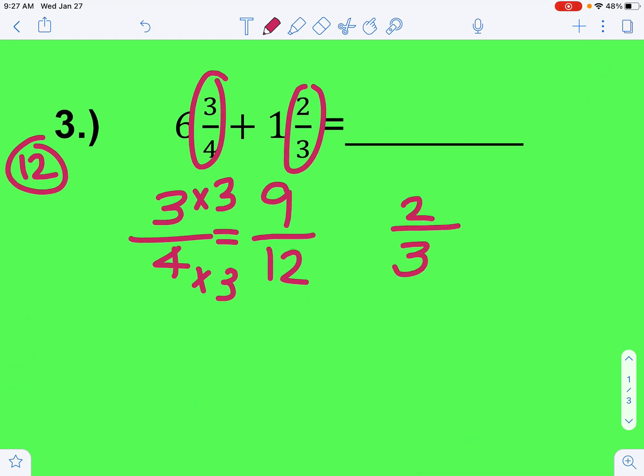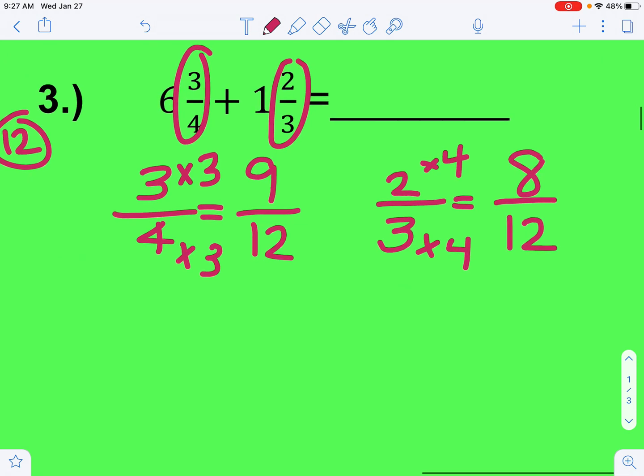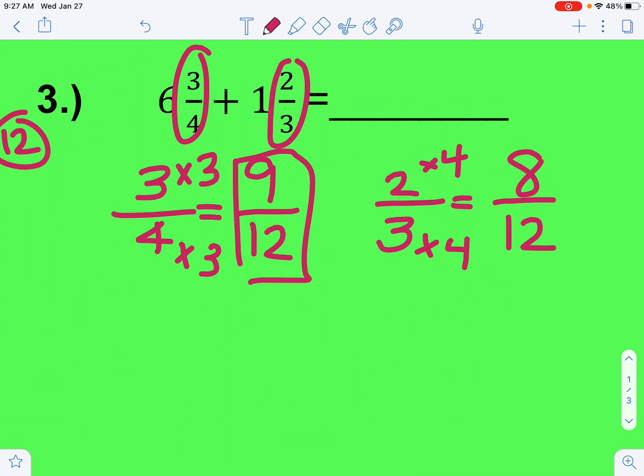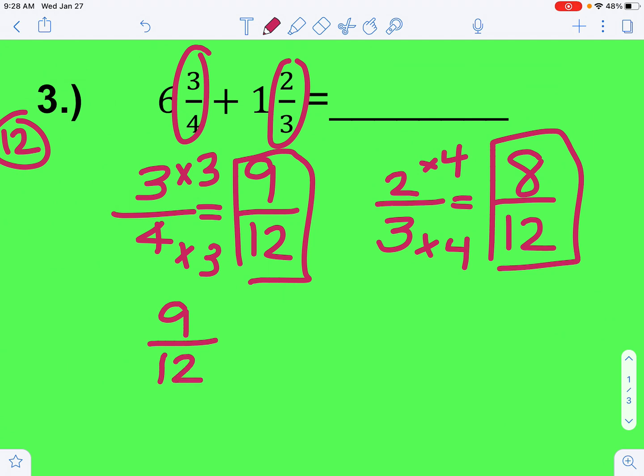Now we're going to do the same thing with 2/3. Denominator of 12, remember. 3 times 4 gives us 12. What we do to the bottom, we do to the top. 2 times 4 gives us 8. So we're really taking 9/12 plus 8/12. Let's rewrite that. Our denominators are the same, so they'll stay the same in our answer. And 9 plus 8 gives us 17.